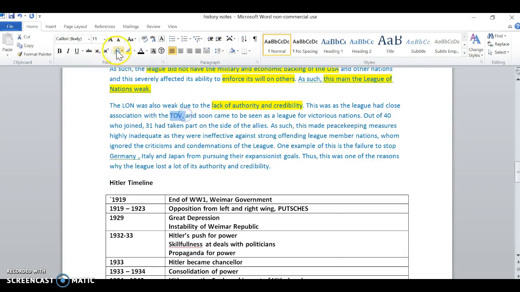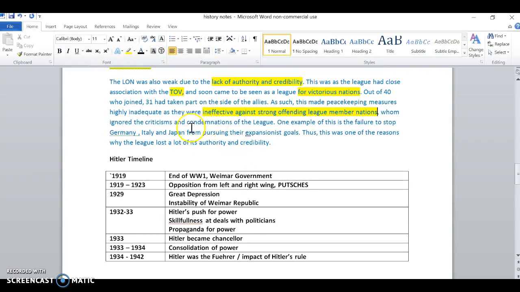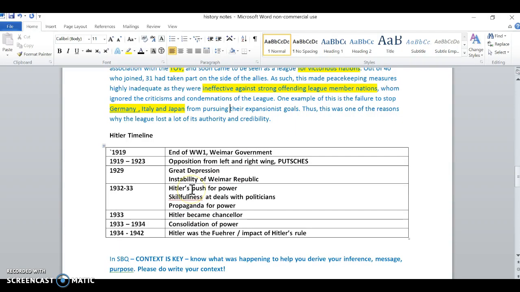Okay, this has to do with the TOV, which favored again the victorious nations. Out of 40, 31 were the allies. So they were highly inadequate because they were favoring the allies. This made them ineffective against strong offending league member nations, which you know who are the two: Germany, Italy, and Japan were free from the sanctions because they were part of the league. Other countries looked at this and saw that it was unfair, and this is the reason why it lost authority and credibility, making the league seen as weak.